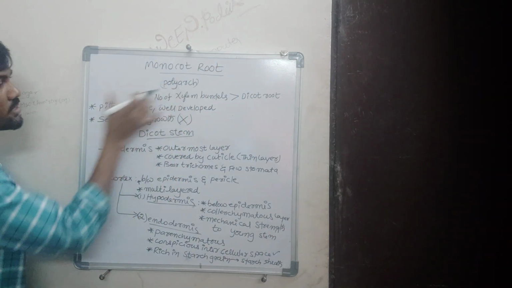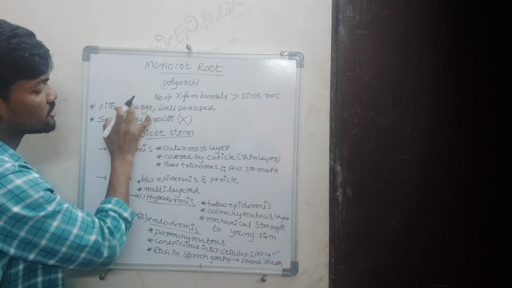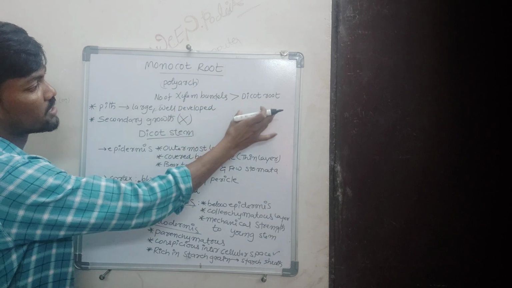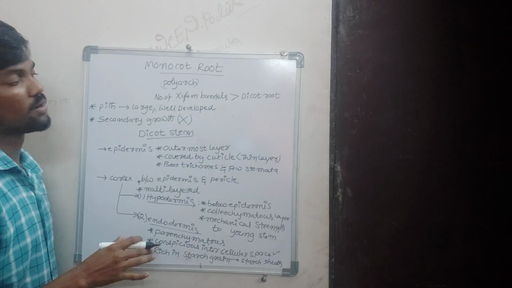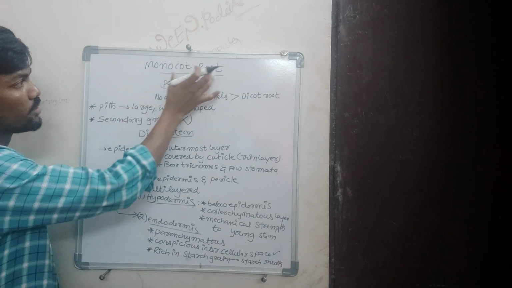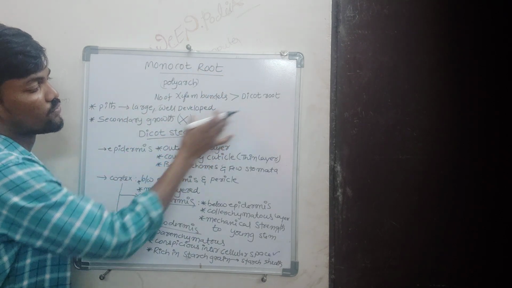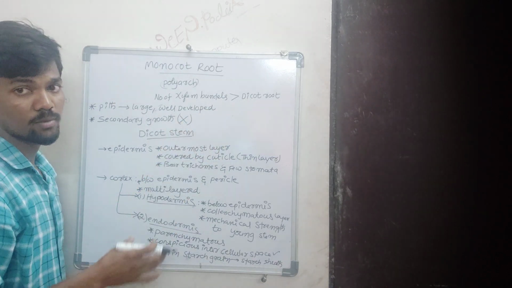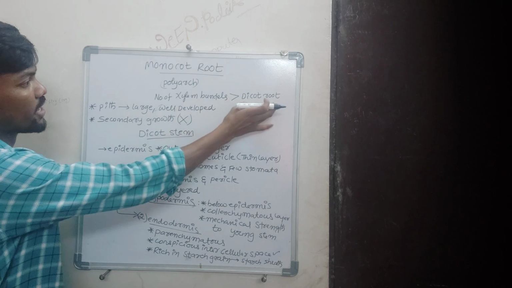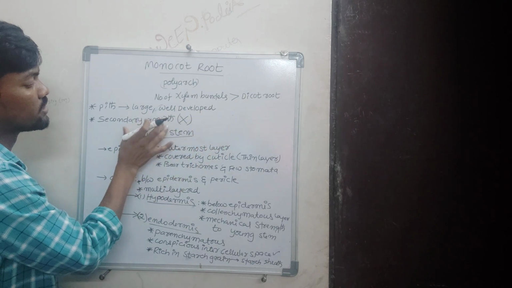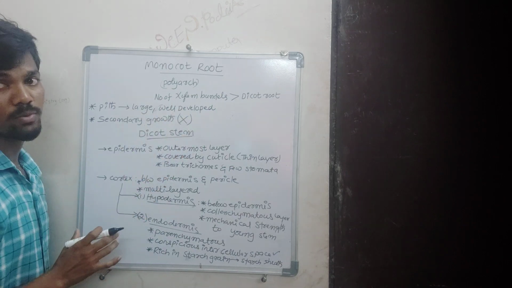Next, in the dicot root the pith is large and well developed. In the monocot root it is small and not well developed. Next, in the monocot root secondary growth is not possible, but in the dicot root it is differentiated into secondary xylem and secondary phloem, which I already discussed. In the dicot root we can find secondary growth, but in the monocot root it is not present.